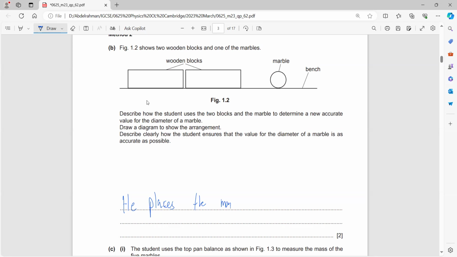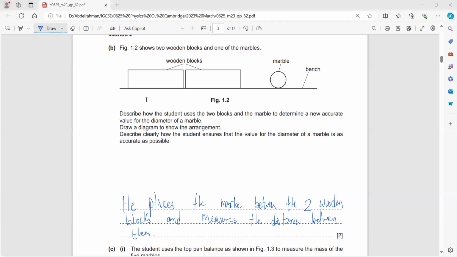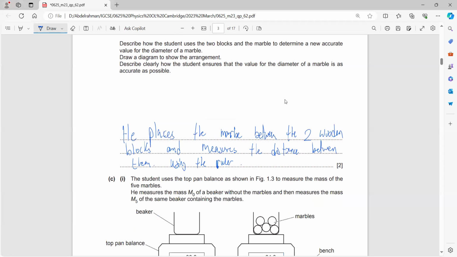He places the marble between the two wooden blocks and measures the distance between them, using the ruler, definitely. You can repeat and take the average.